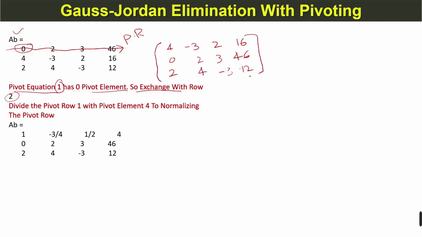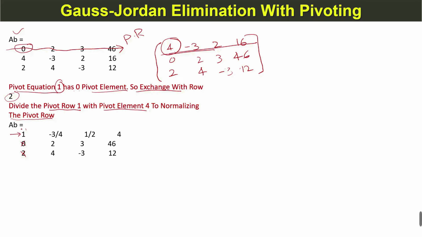Okay, so next we divide this equation, this pivot row, by the pivot coefficient to normalize it. Here we can see that we divide the pivot row 1 by the pivot element 4 to normalize the pivot row. So we have a normalized pivot row. Next, this is already 0, and now we eliminate this term.